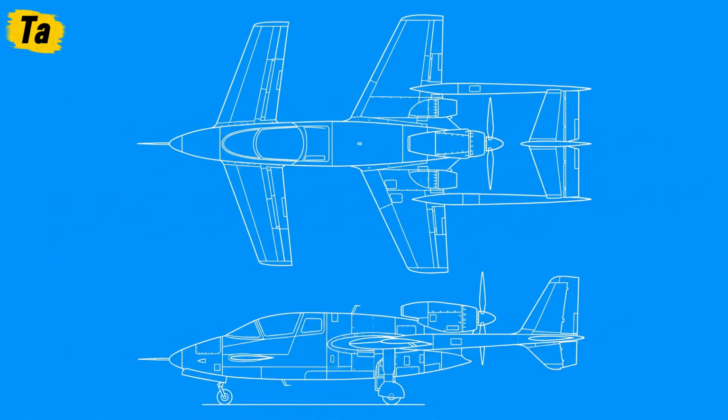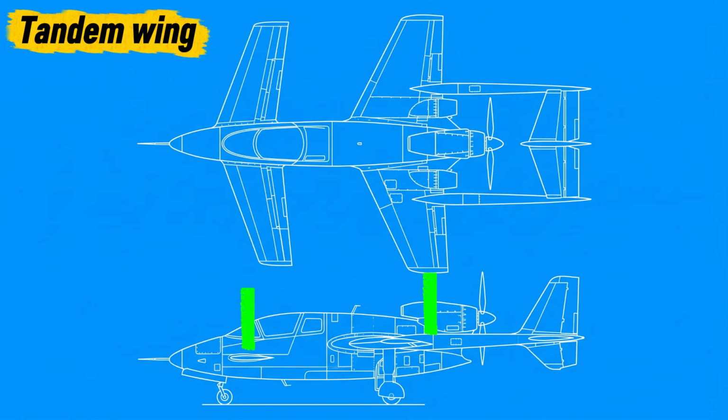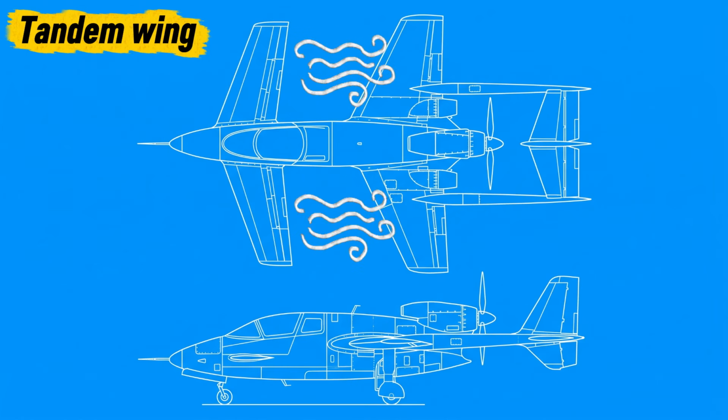The tandem wing uses two main lifting surfaces placed one behind the other, allowing both wings to contribute to lift and giving designers flexibility in balancing the aircraft. It can provide good control and efficient use of the airframe, but the rear wing operates in disturbed airflow from the front wing, which can reduce overall efficiency.